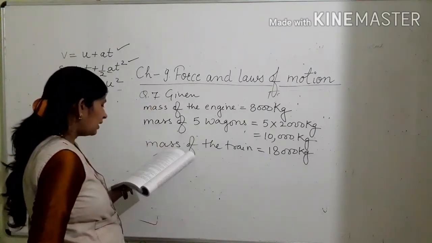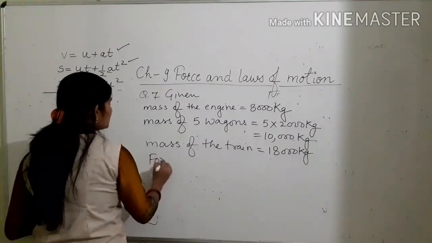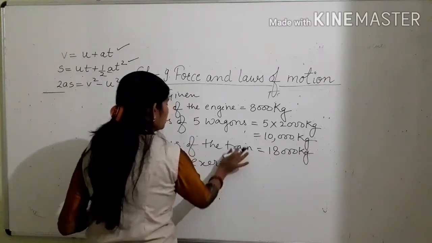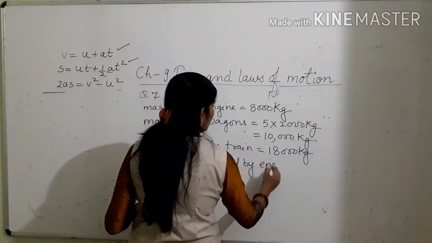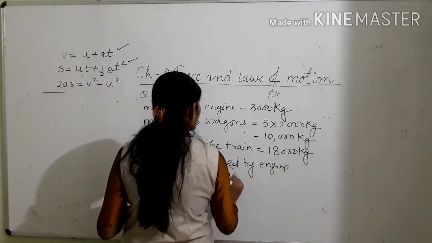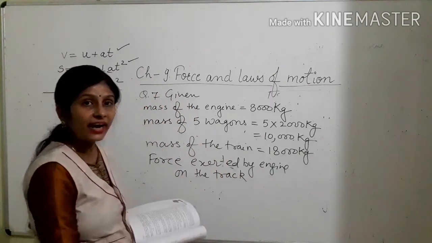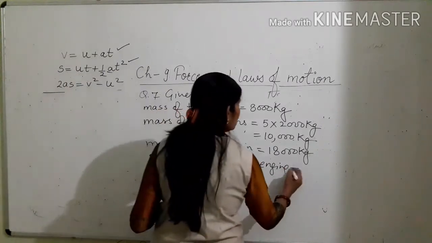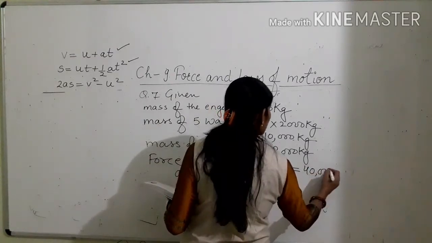Now it is given that the engine exerts a force on the track. That engine exerts a force on the track. So the force exerted by the engine on the track is 40,000 Newton.